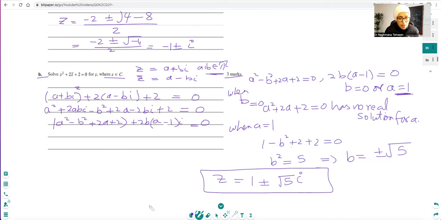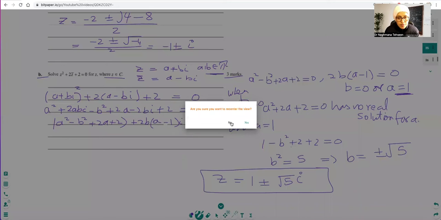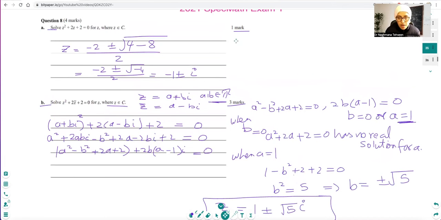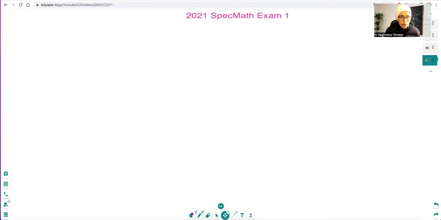Okay, I think we're done with question number 8. If you just pay a little bit of attention, it was a 3-mark question, and the first part was 1 mark. I think this is pretty good, 4 marks in there.